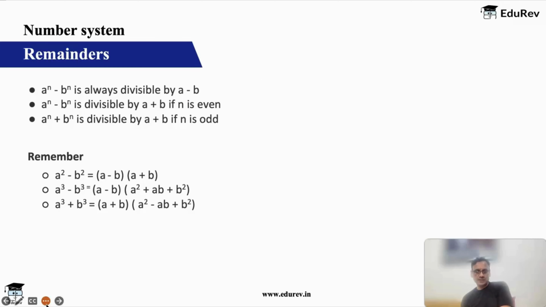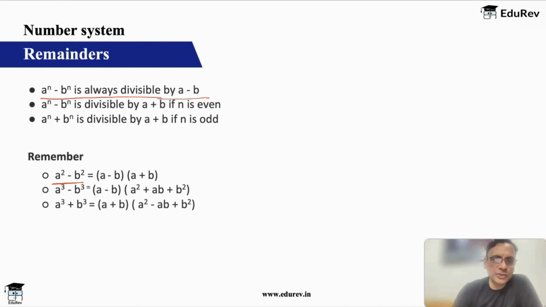Now this is a very important concept, and again nothing new, you already know this, but I wanted to just do a recap. A to the power n minus b to the power n is always divisible by a minus b. Okay, for example, when you have a square minus b square, it is equal to a minus b into a plus b. So you can see that you have a minus b there when n is even. And when n is odd, a cube minus b cube, then also you have a minus b. So a to the power n minus b to the power n is always divisible by a minus b, irrespective of n is even or n is odd. Okay, remember, very, very important.